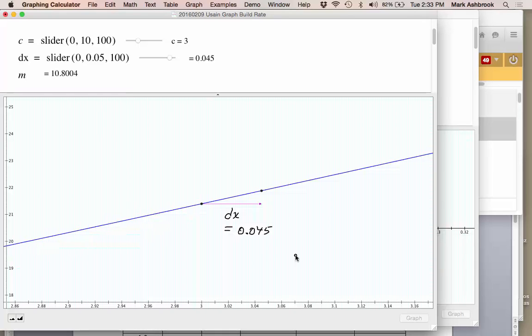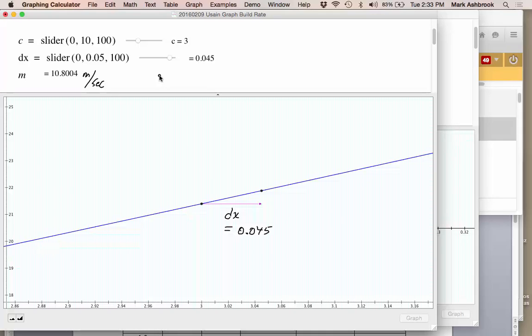If you built the file correctly, now you've got your value of c, 3, you've got your value of dx, 0.045, and it's giving us the rate of change, 10.8. And what's the unit on that? 10.8 what? What's the dependent variable measured in? Meters per second. So we could say, at 3 seconds after starting to run, Usain is running 10.8 meters per second. Does your GC file give that value?